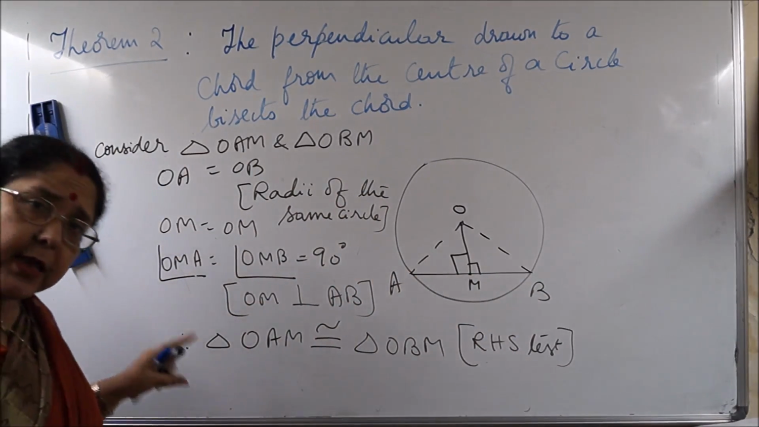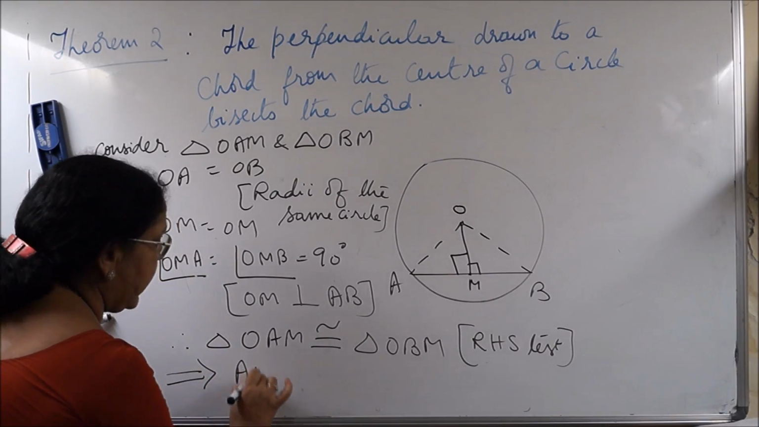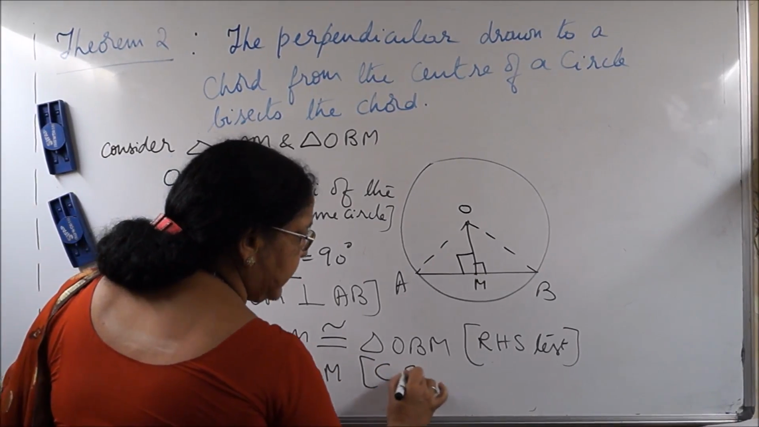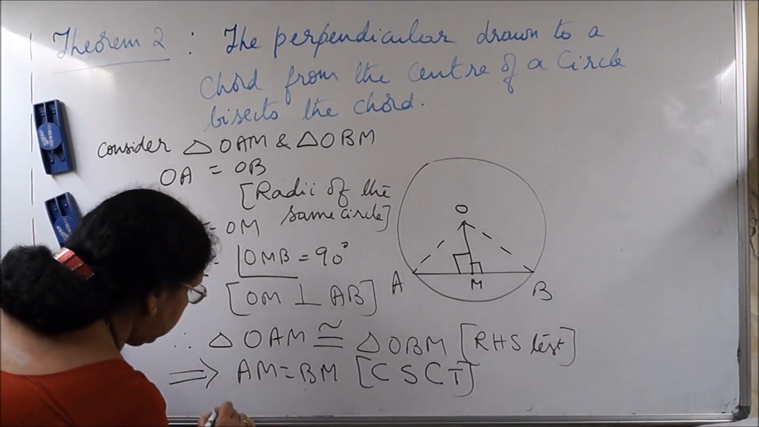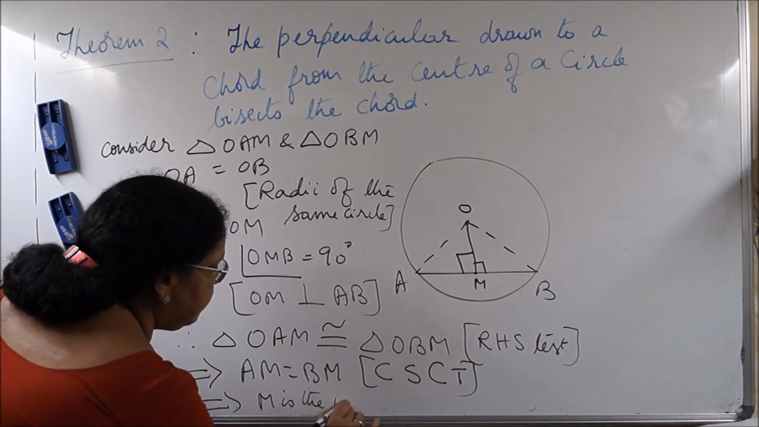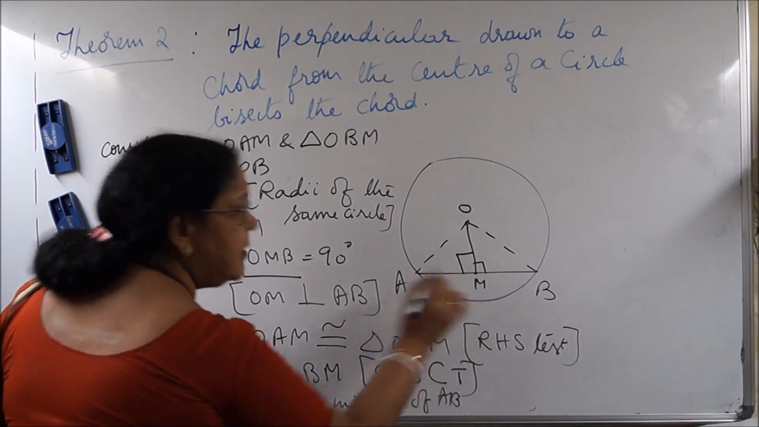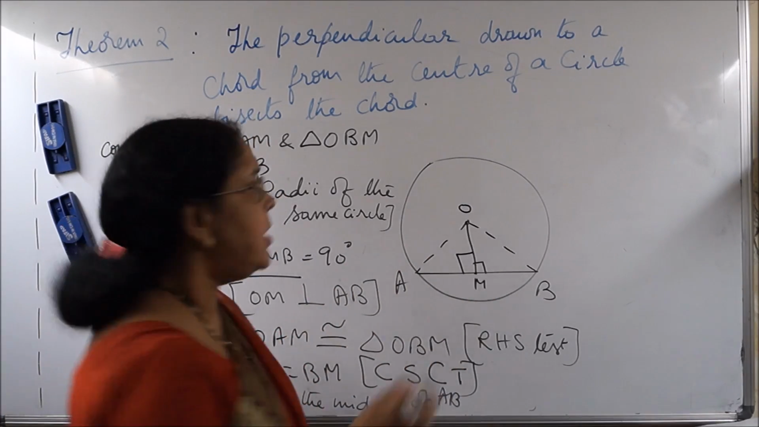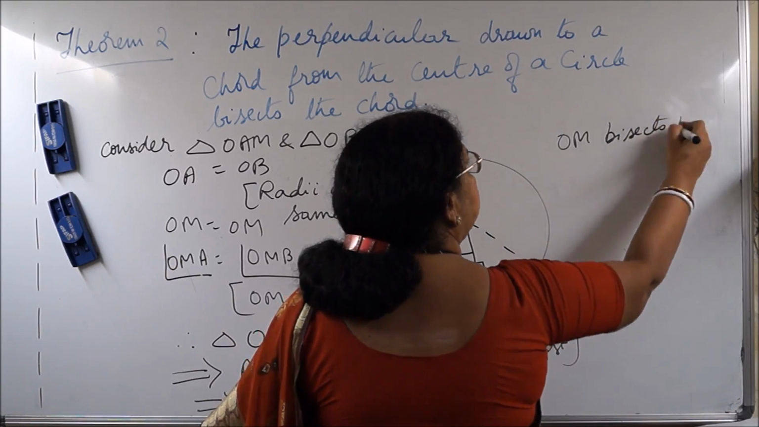Why? Corresponding sides of congruent triangles. So this implies AM is equal to BM. Okay? So implies M is the midpoint of AB. Agreed? So that implies OM is the bisector of AB, or OM bisects AB, isn't it?